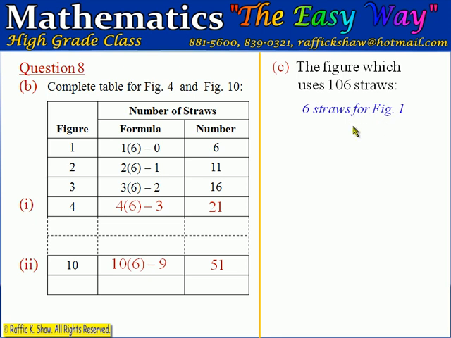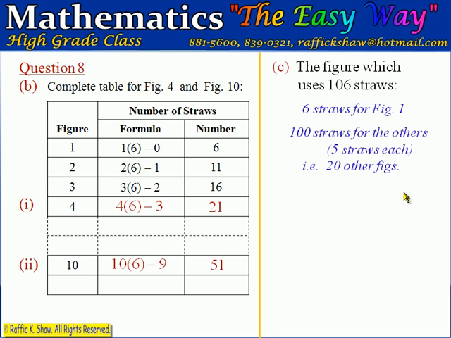So the 100 straws that are remaining are used for the other figures, and there are 5 straws used in each of those other figures. And if there are 100 straws, 5 used for each, then there are actually 20 other figures. So there are 20 figures using 5 straws each, and then the first figure, which is using 6 straws. So in total there are 21 figures using the 106 straws.